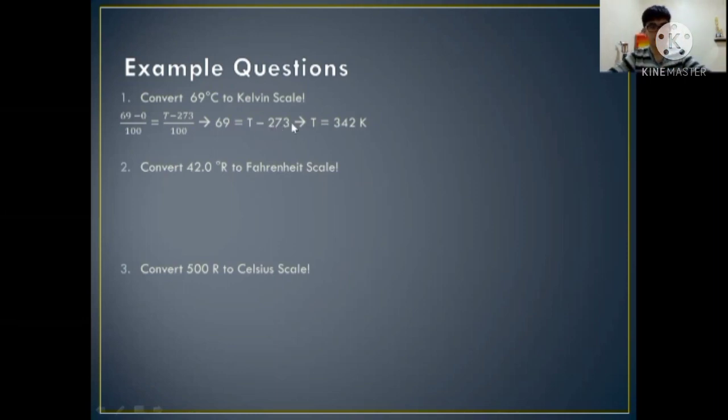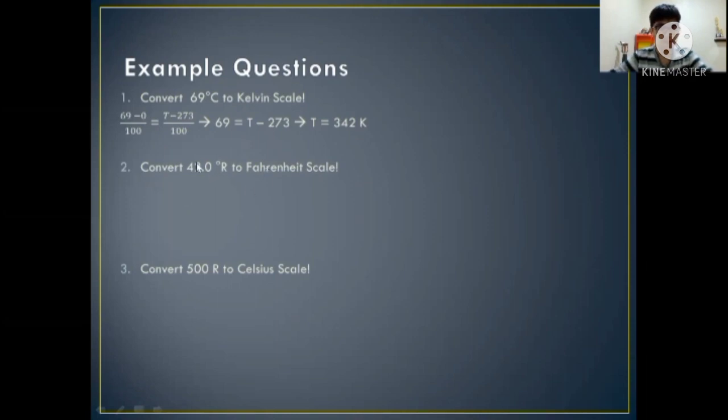Then you add 273. You may grab your calculator. 273 plus 69, and your temperature in Kelvin scale will be 342 K. I hope you guys understand that. Now let's continue to the second question.